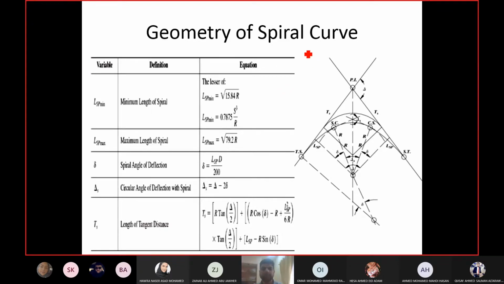So radius is 1432.4. Okay, and everything is in feet, and speed is given as 60 miles per hour.